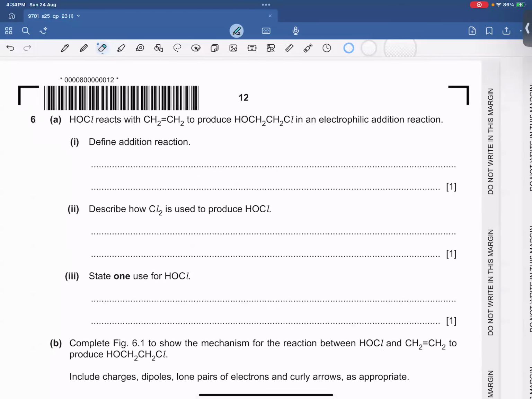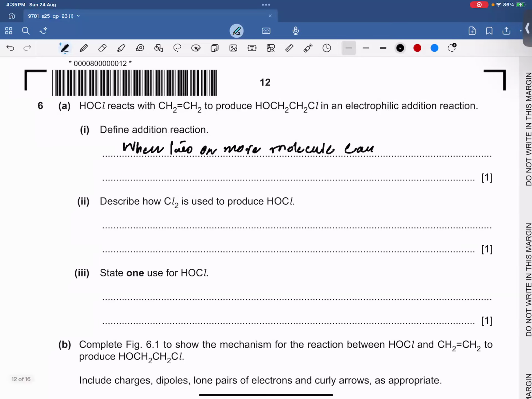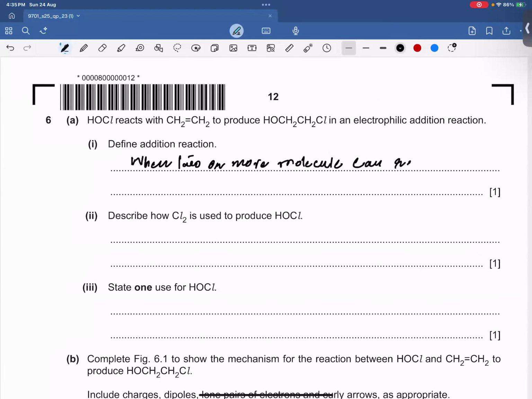Question number 6. Define addition reaction. When two or more molecules react together to give one product.